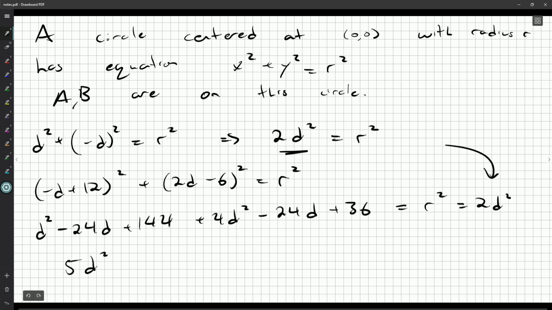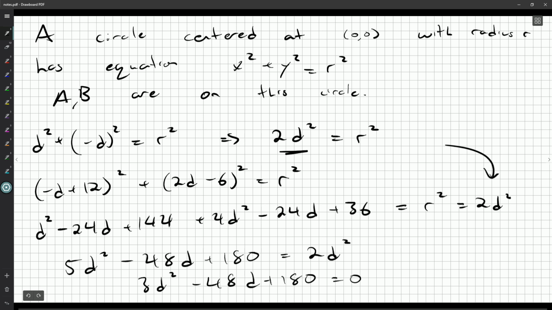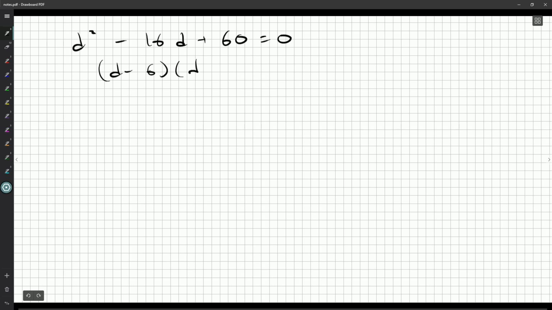So we'll get 5d squared minus 48d. We should get a nice little, sort of quadratic almost. And then 144 plus 36, that'll be 180. That'll be 2d squared, so subtract 2d squared from both sides. And I can see we're going to get a, we can divide by 3. So d squared, 48 divided by 3 is 16d, and then 60 here. Okay, can we factor this? Can I think of two numbers that multiply to positive 60 and add to negative 16? Certainly we can, so minus 6 and 10. So d is 6, or d is 10.